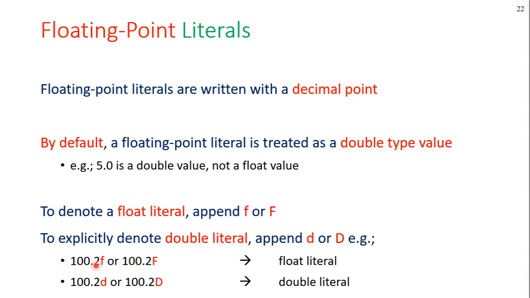So if I want 100.2 to be considered as data type float, I can add at the end of it, no space, just like before, the letter F for float, uppercase or lowercase. If I ever have to insist, it's a default in Java, but if I wanted to explicitly mark this 100.2 floating point literal as being of data type double, I could append a lowercase or uppercase d at the end of it. Okay.